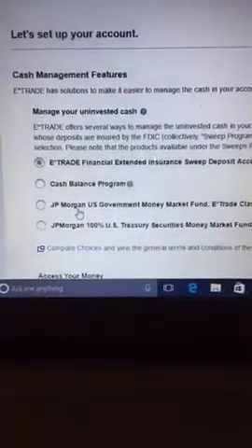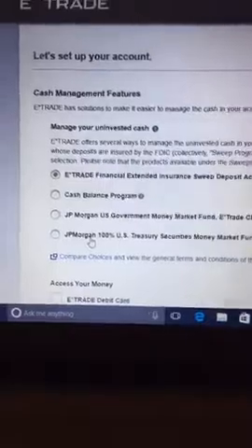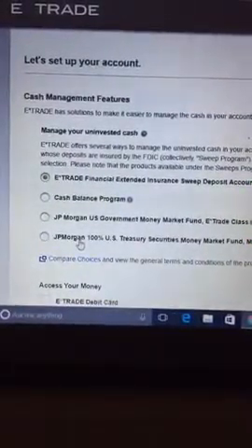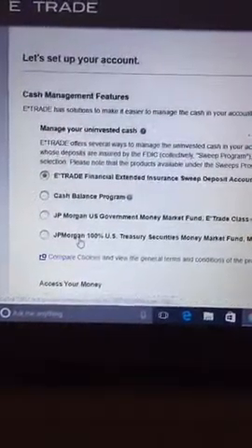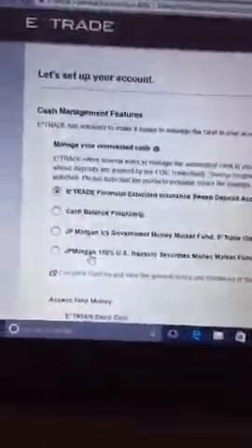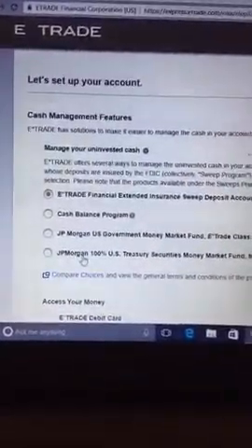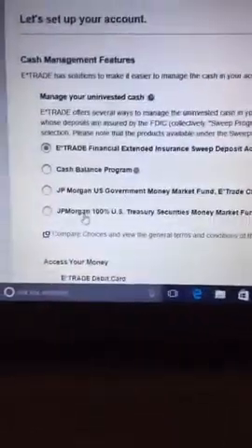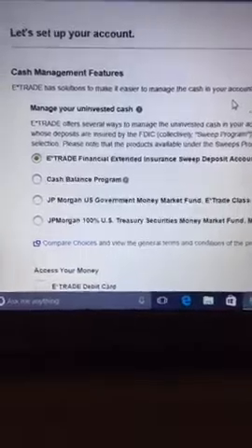Okay, let's set up your account. Each trade has solutions to make it easier to manage the cash in your account. You can modify these choices after your account is open. So basically, whatever you pick now is not set in stone. You can change it.